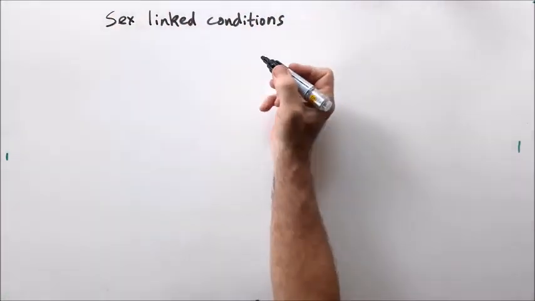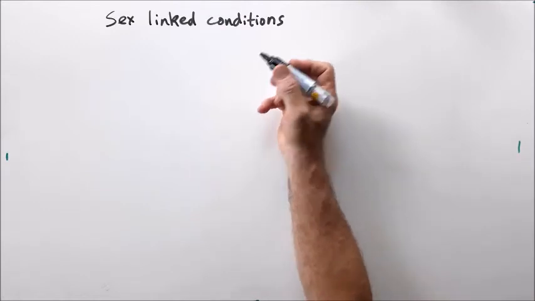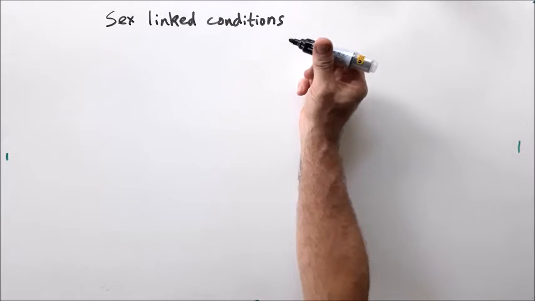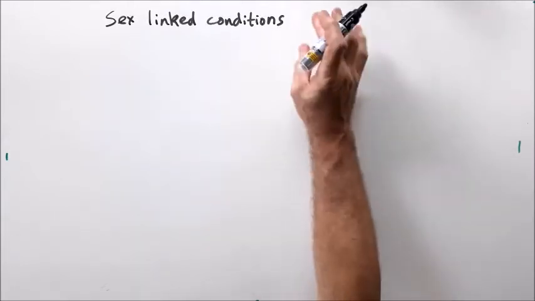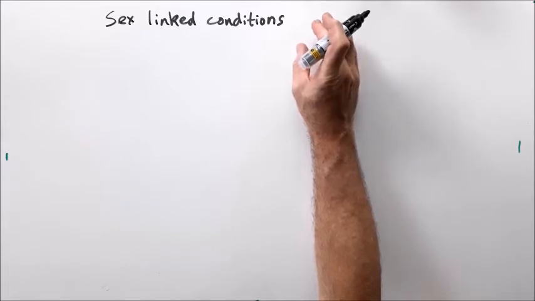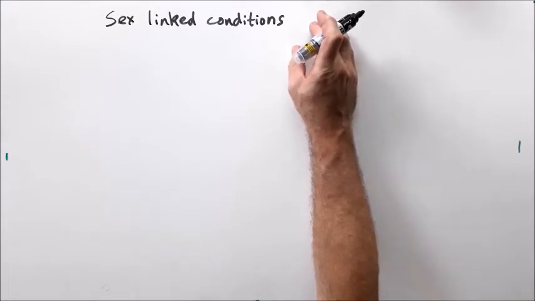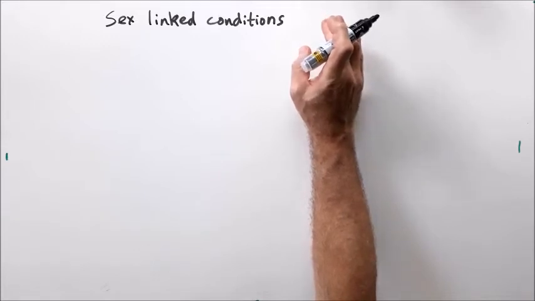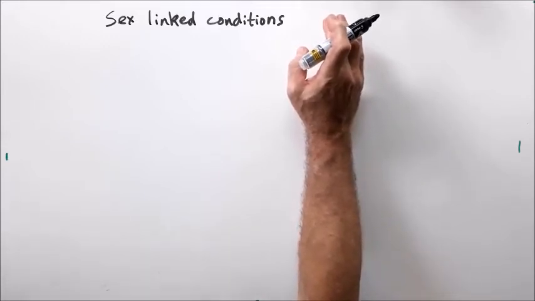Right, now what I'd like to show you today is a thing called sex-linked conditions, or just sex-linked. There are two that are described in your subject assessment guidelines, and they are red-green color blindness and hemophilia. Well, I'm going to start with red-green color blindness. I think that's a good place to start.